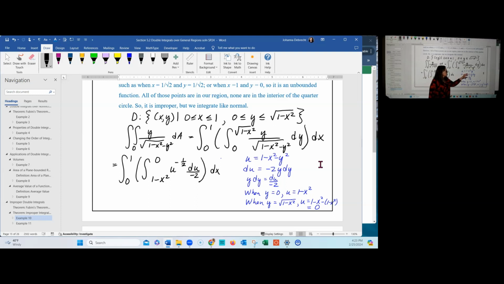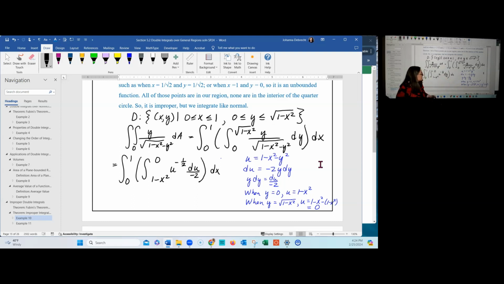The derivative of u with respect to y gives us negative 2y, and we abuse the notation and swing the dy around. We have a y dy inside the integrand, which is the same as du divided by negative 2. To change the limits of integration, when y equals 0, we get the expression 1 minus x squared. When y is the square root of 1 minus x squared, and we substitute it into this definition for u, we actually end up with 0.